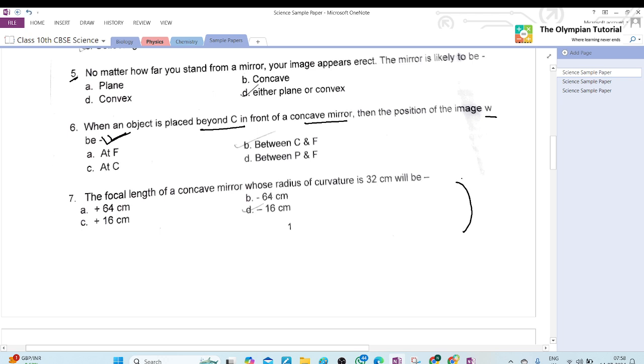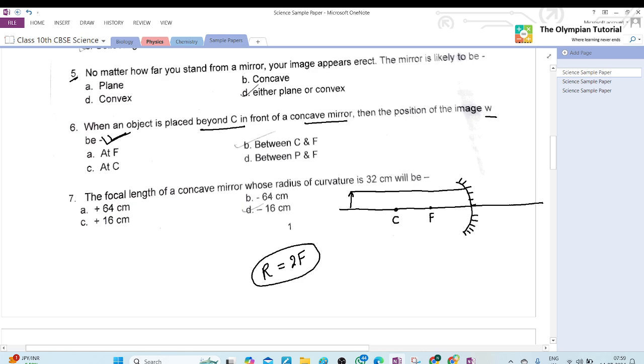This one is which type of mirror? Convex. Concave. Done, ma'am. Okay, wait. This is the center of curvature. It is the focus. Students, what is the relation between radius of curvature and focus? Ma'am, F by 2. Radius of curvature is double of focal length. Oh, sorry, 2F. Okay. And what is told in this question? Placed beyond C in front of a concave mirror.